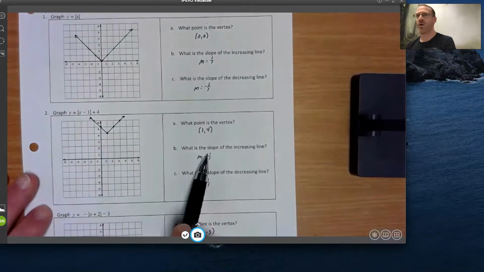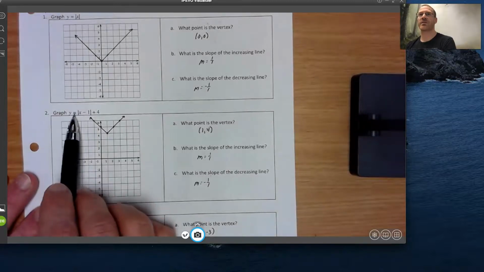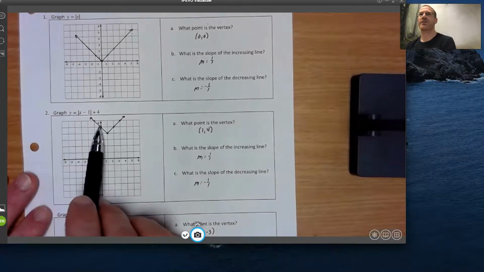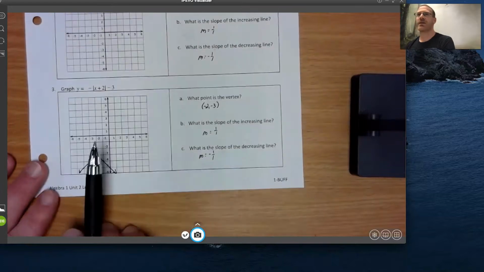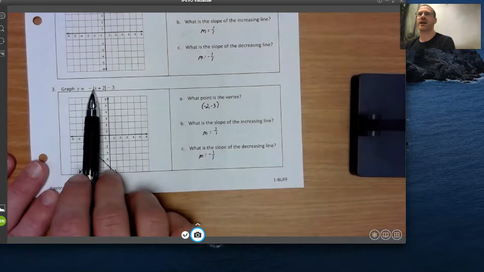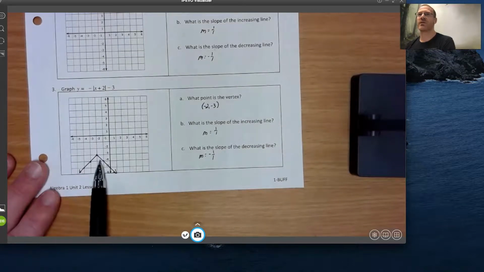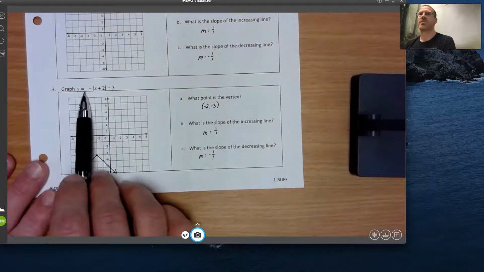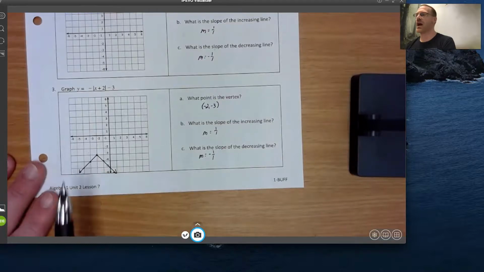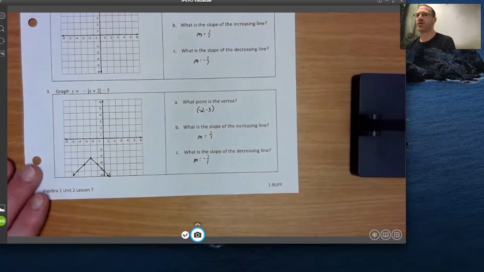Same thing here, 1 and negative 1. Look in front of our absolute value bar. We have a 1 here. Opens up. Now notice here, here's the difference. Now it's negative 1 in front. So we still have that plus or minus 1, which we've seen from our table of values, but because it's a negative here, it opens down instead of up. All right, so making some connections.